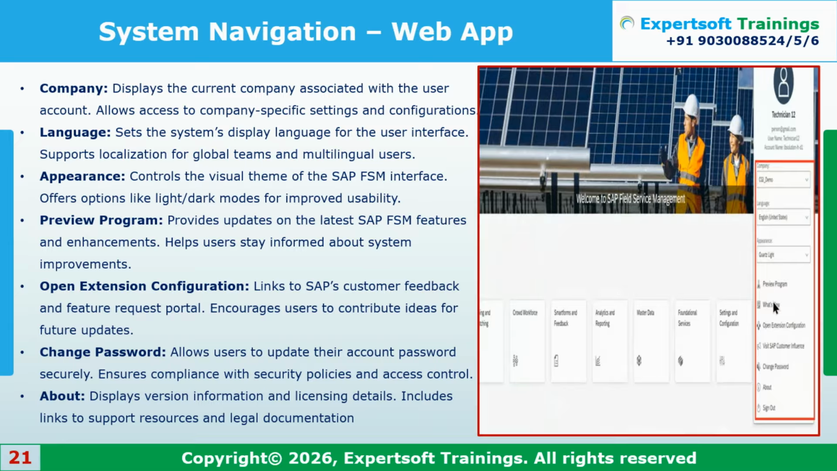Now it's all about the details of the system navigation, what we do. In the back end, you can create a company, you can select your language, you can check your appearances, preview program. This we have all seen. Extension configuration, change password, and about on the right hand side, whatever you are seeing here. All this we have already discussed.